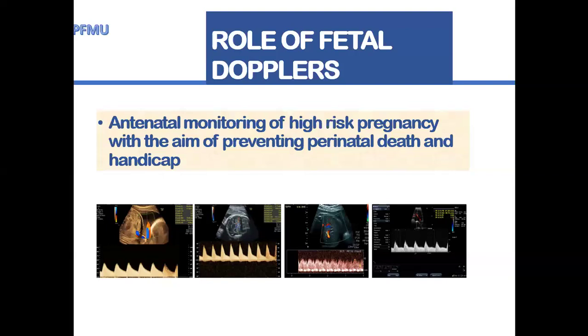What are some of these? We've got the umbilical artery Doppler, then we've got the MCA Doppler, and we also have the ductus venosus Doppler. So we shall see that these Dopplers are important. I think I will briefly start with my project goals, but these are Dopplers.